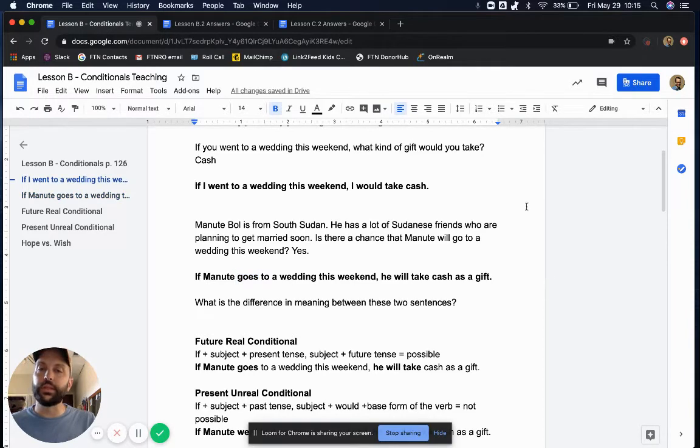This first sentence is a conditional sentence about something that's not possible. If I went to a wedding, remember we're saying, no, I'm not going to a wedding. And I don't think I'm going to go to a wedding. If I went to a wedding, I would take cash. So I'm thinking, if somehow I went to a wedding, I would take cash. But this is not real. We call this unreal. All right, impossible.